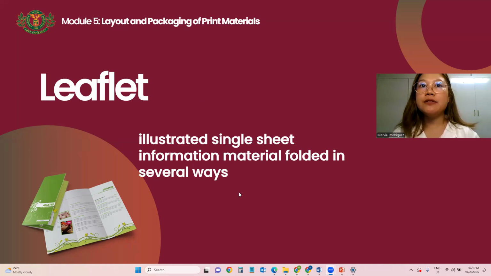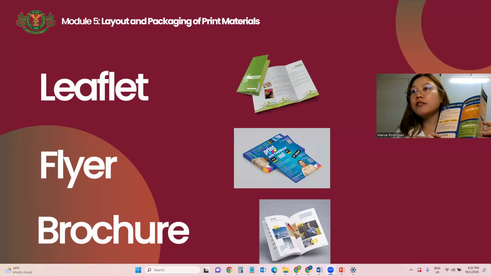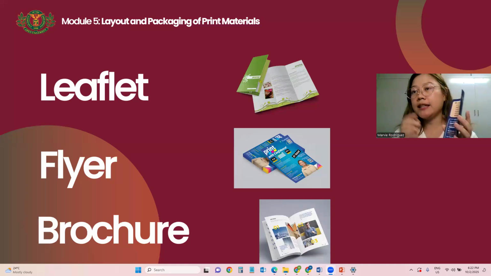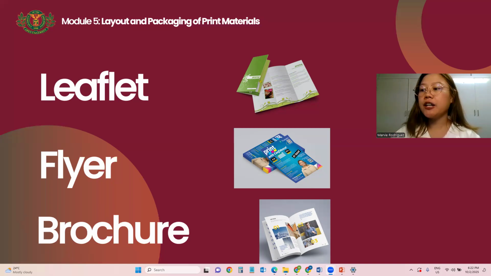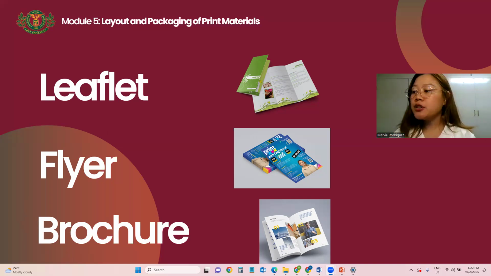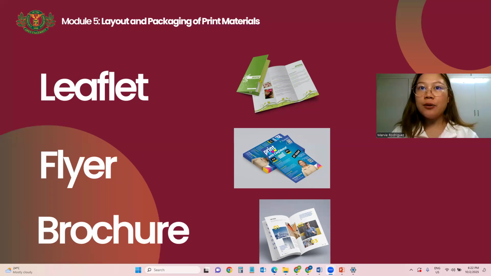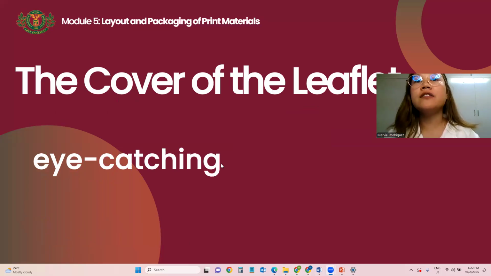Next, I would like to differentiate a leaflet from other print materials like a flyer and a brochure. So according to AGC Print Solutions, a leaflet is a single sheet of information that is folded like this, while a flyer is only a single sheet of information like this. And a brochure is usually several pages and the pages are stapled together. So that's a brochure. Now, let's talk about the cover of the leaflet.